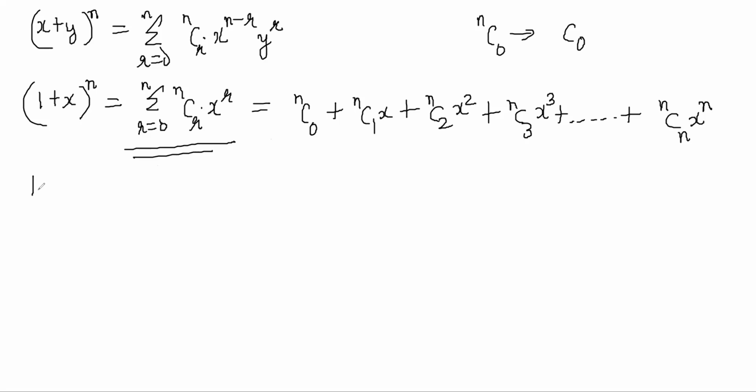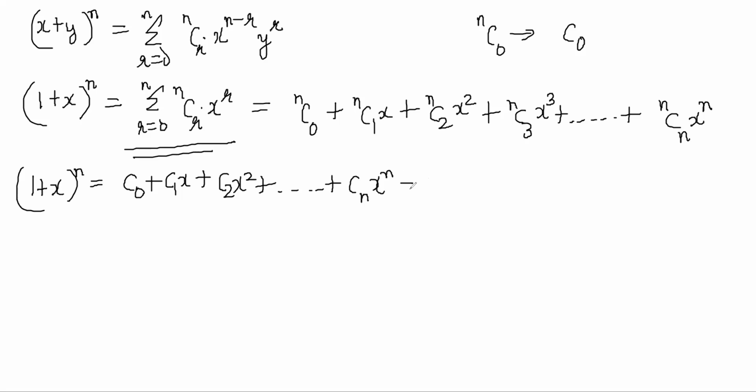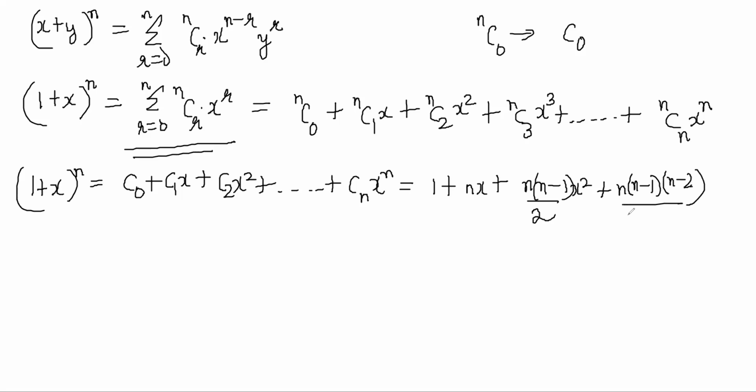So many times you will see people writing it like this: 1 plus x to the power n is equal to c0 plus c1x plus c2x square and so on, plus cnxn, right? Which is basically 1 plus nx plus n into n minus 1 by 2x square plus n into n minus 1 into n minus 2 by 1 into 2 into 3 x cube and so on till x power n. Here I've just put the values of c1, c2, c3 and so on. So this is a standard form.